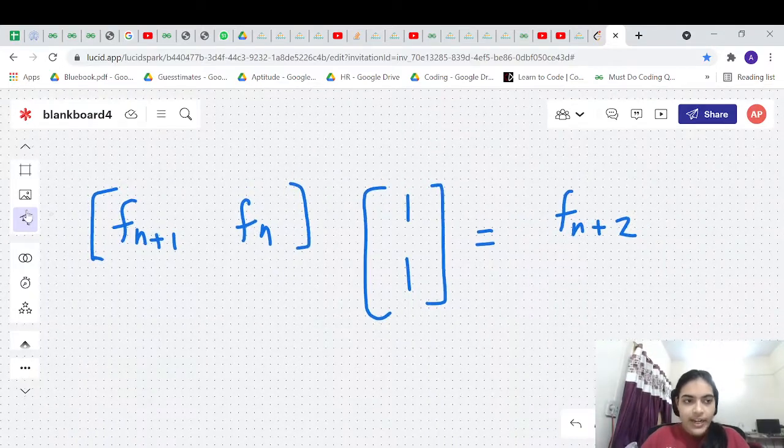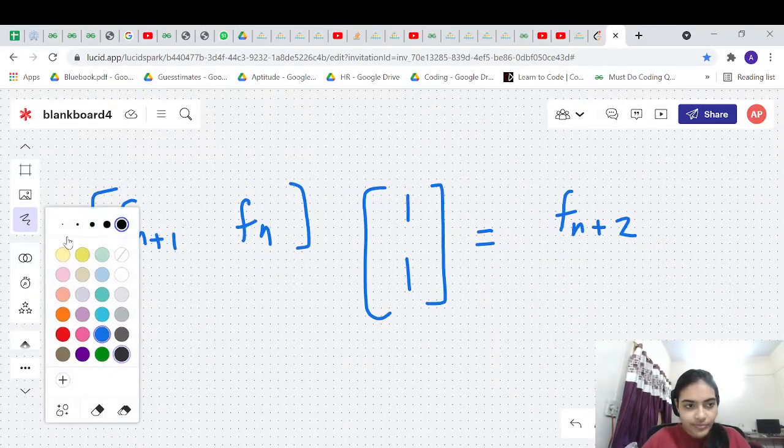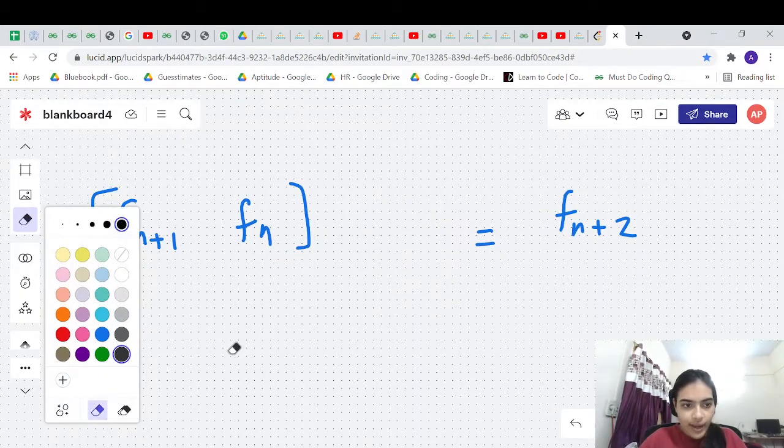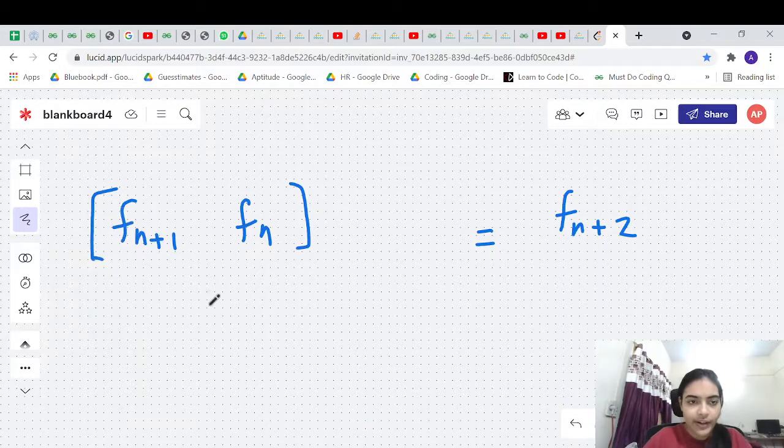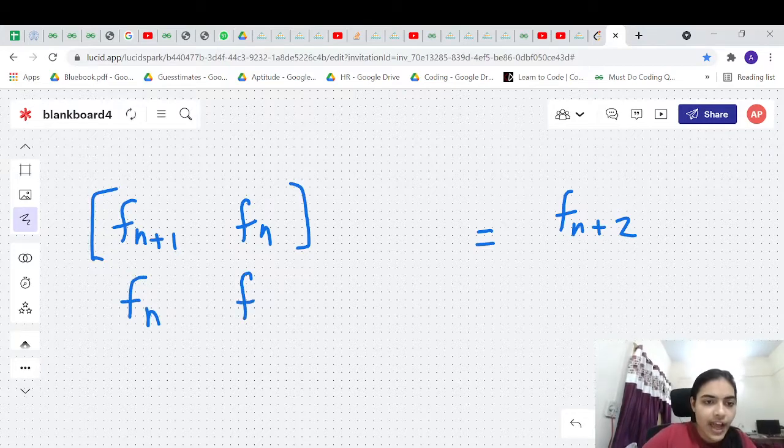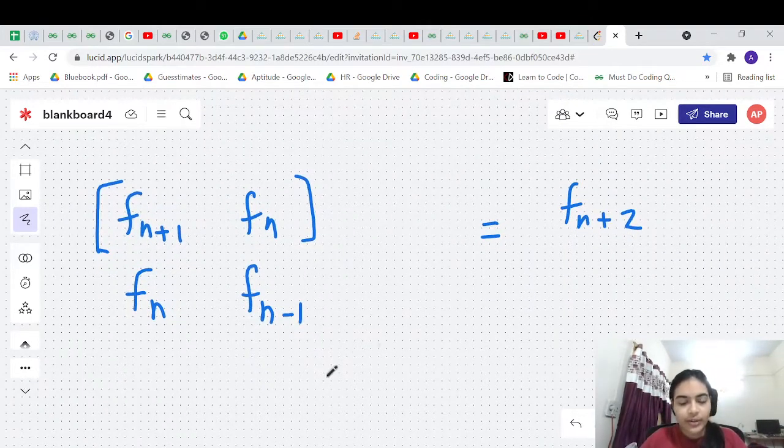Okay. Let's say I am giving you another value. Let's say I also want to find out the next value, right? I want to find out the next value. So let me also take one more example. If I have f of n and if I have f of n minus 1, what can I do in that case? I'm just extending this matrix.